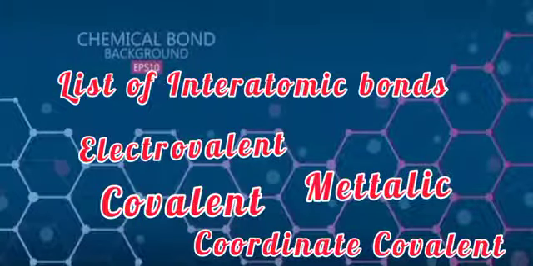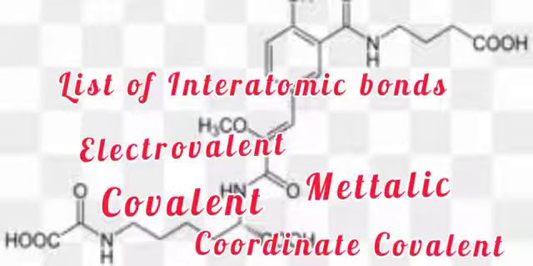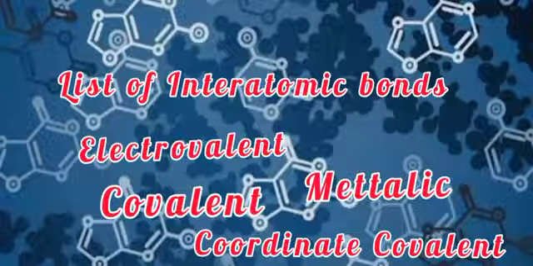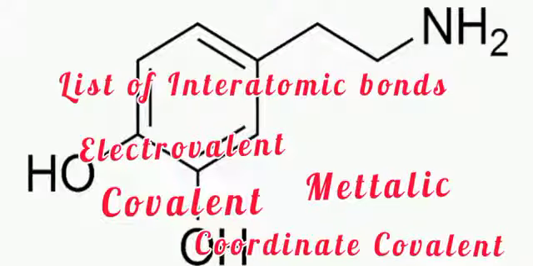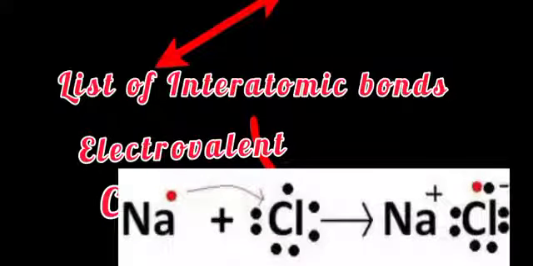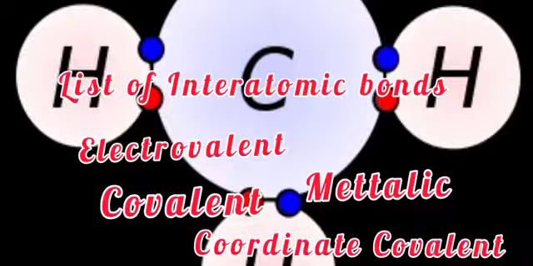The interatomic bonds that we have are the electrovalent bonds, the covalent bonds, the metallic bond, and the coordinate covalent bonds. I need to explain these one by one. Having known what metals and non-metals are, let's define some of these things by rule of thumb. An electrovalent bond is a kind of bond between metals and non-metals in which there is transfer of electrons. In other words, covalent bonds are bonds between two non-metals in which there is sharing of electrons.